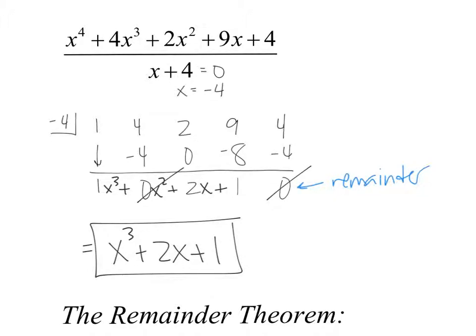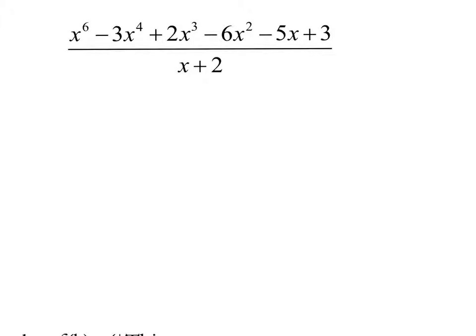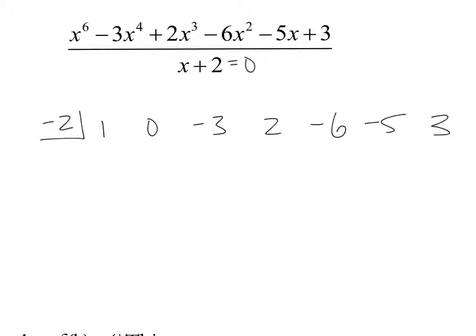You guys will get so fast at it. Okay, how about this one? This one has a little bit more numbers, but again, we're still setting this up the same way. Start by equaling the denominator to 0. That gives you -2. That's what goes in the box. Take all your coefficients from up here. Notice we are missing x to the 5th. So in that spot, I need to put a 0. So we're going to go 1, 0, -3, 2, -6, -5, and 3.